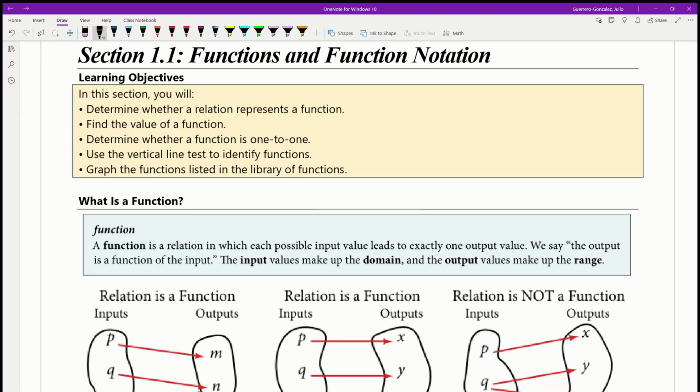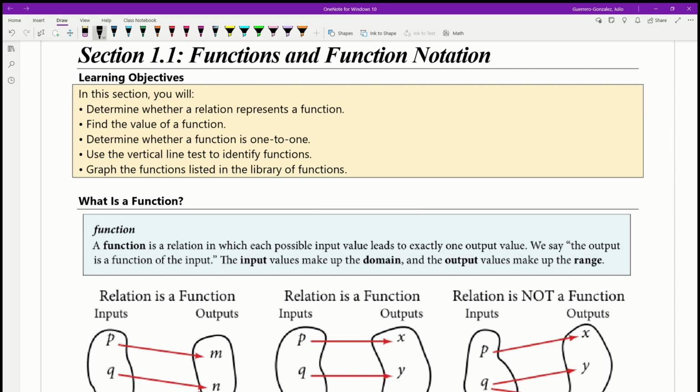Hello everyone, this is the lecture for section 1.1, Functions and Function Notation. We need to start pre-calculus by defining certain things. The very first thing we have to do is define what a function is and how to play around with it. So that's what section 1.1 does. We're going to define functions and how we write them down.